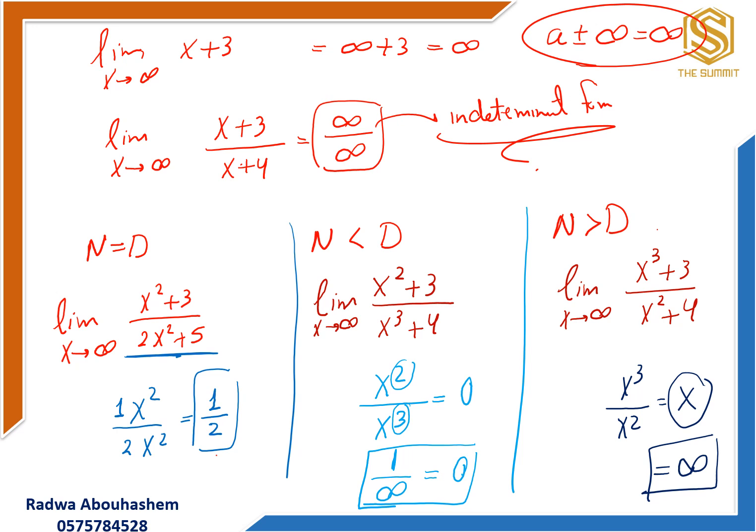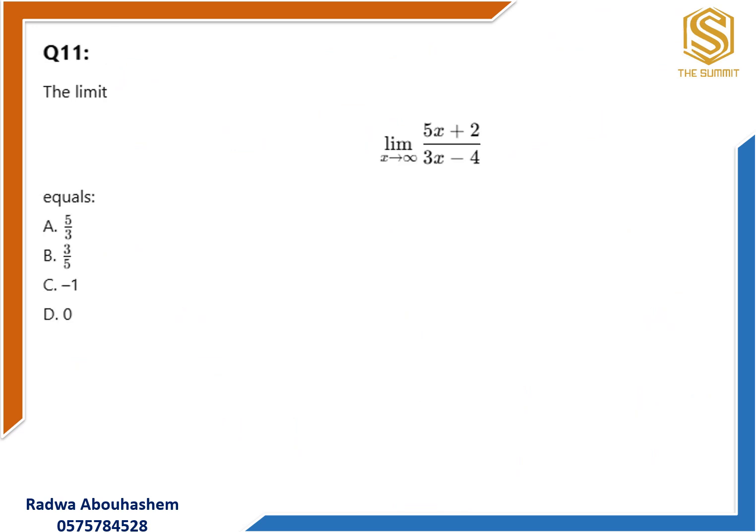Numerator degree equal to the denominator degree: this means you're just going to take the coefficient of x. Numerator smaller than the denominator: the answer all the time would be 0. Numerator degree greater than the denominator degree: the answer would be infinity. Now let's try to solve.